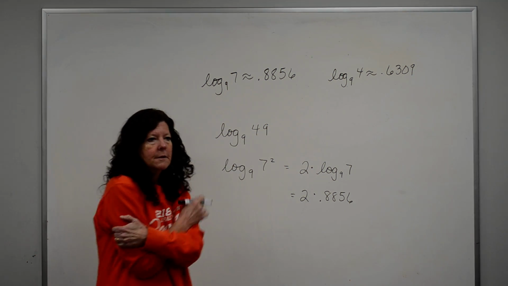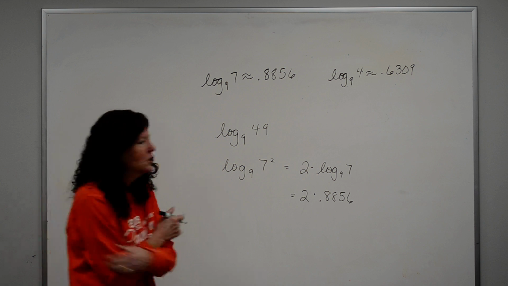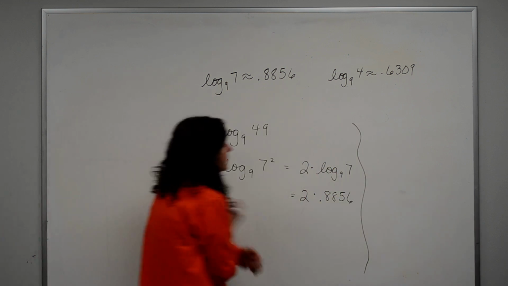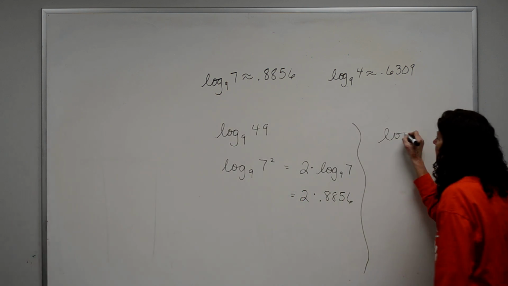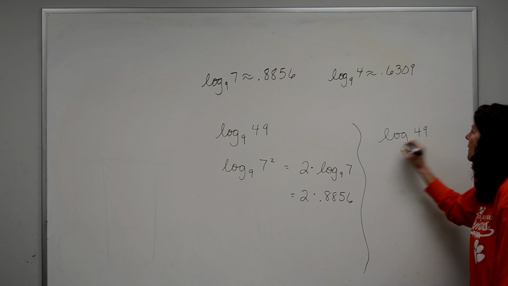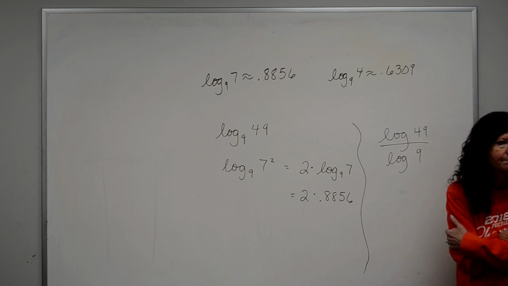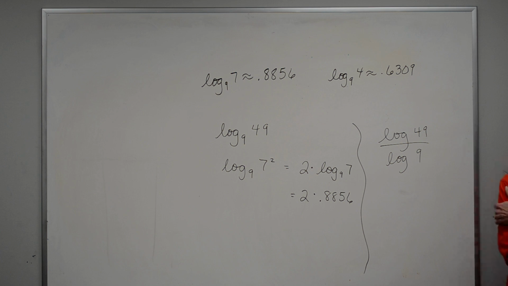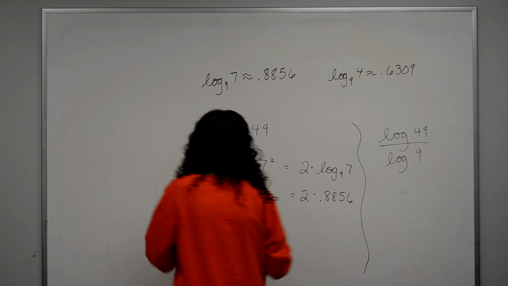How else can I do this? What's the shortcut way to do it? Take your calculator, log of 49 divided by the log of 9. It's going to give you the same answer. So we learned how to do it the long way, and on this long way, we didn't even do it this way yet.